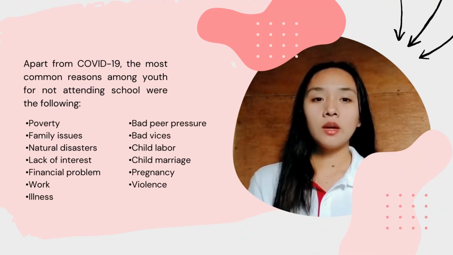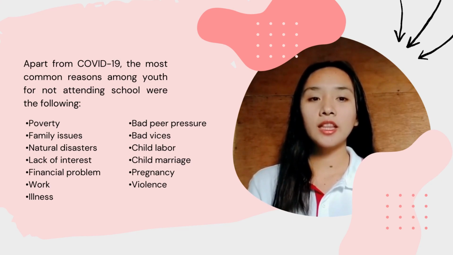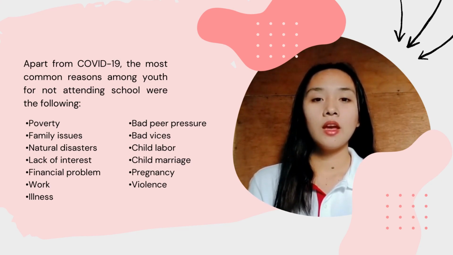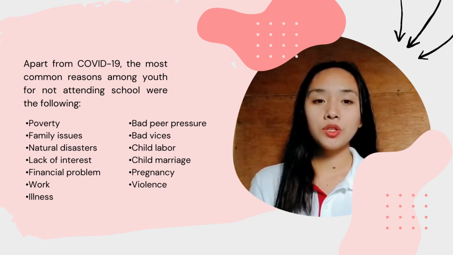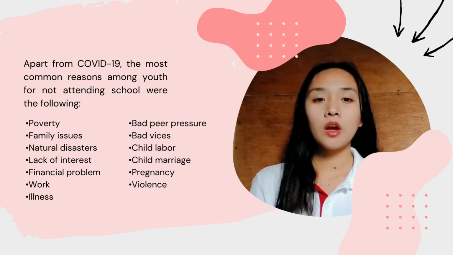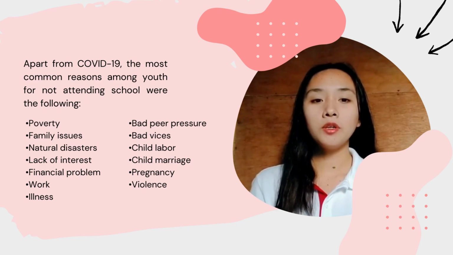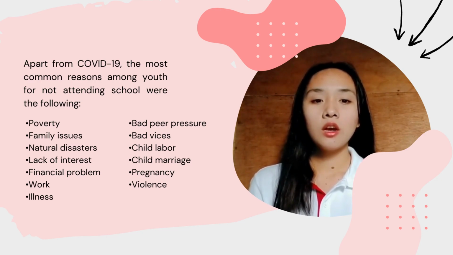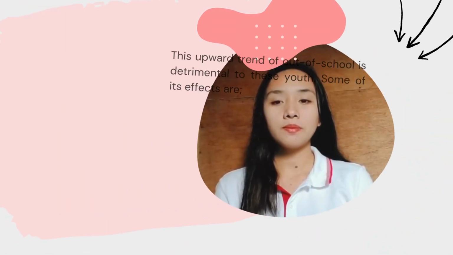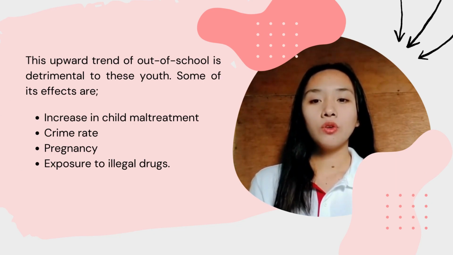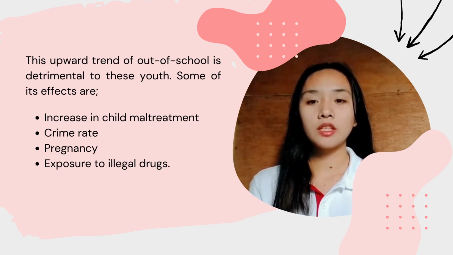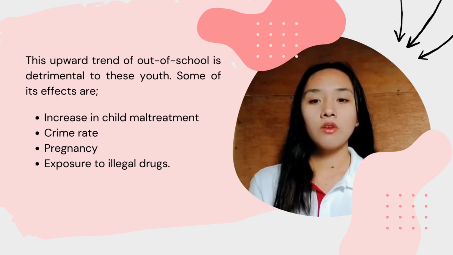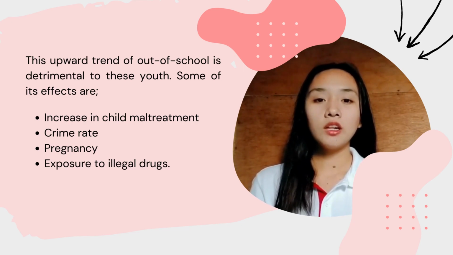Apart from COVID-19, the most common reasons among youth for not attending school were the following: poverty, family issues, natural disasters, lack of interest, financial problem, work, illness, bad peer pressure, bad vices, child labor, child marriage, pregnancy, and violence. This upward trend of out of school is detrimental to this youth. Some of its effects are increase in child maltreatment, crime rate, pregnancy, and exposure to illegal drugs.